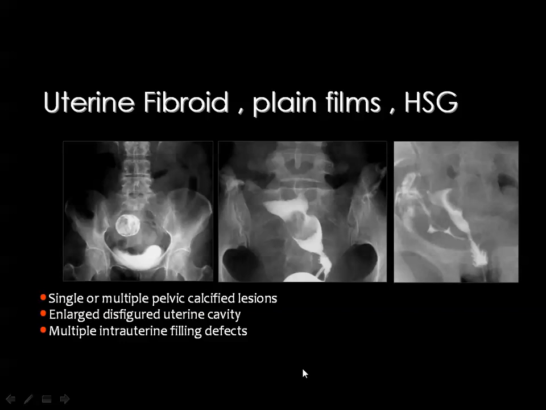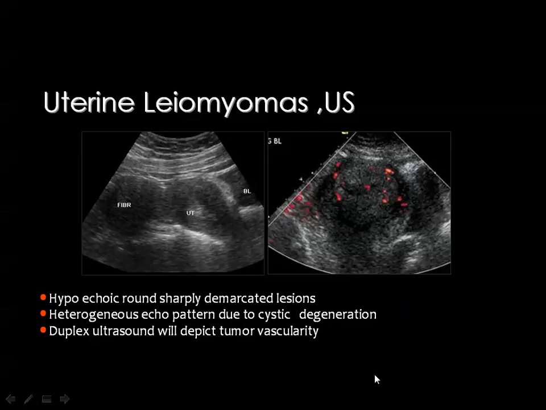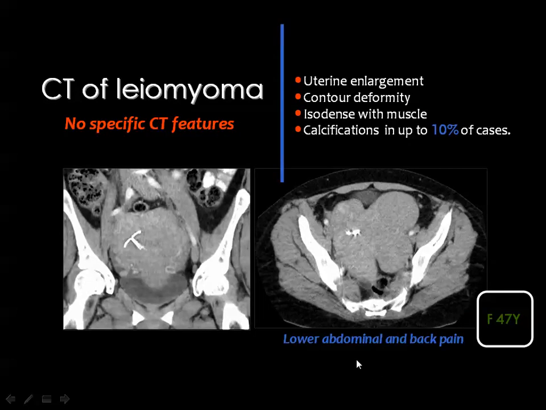By hysterosalpingography, you see either a filling defect inside the uterine cavity, or you see a markedly distorted uterine cavity by the presence of multiple fibroids. By ultrasound, the fibroid mass is usually hypoechoic, as you can see here, and if you use Doppler facility, you can see some vascularity within the lesion.